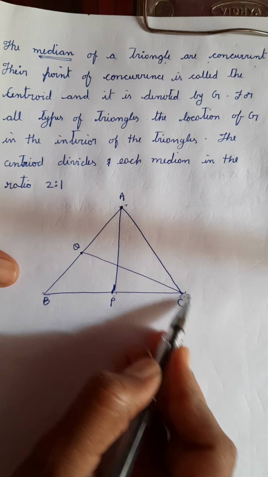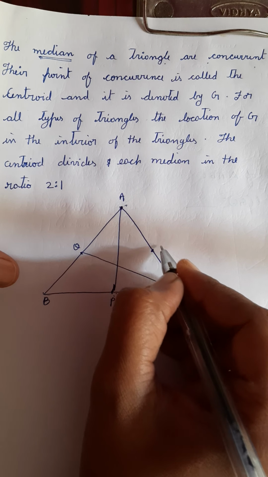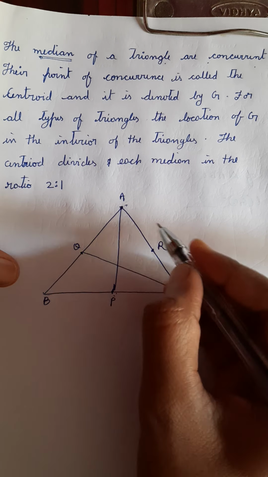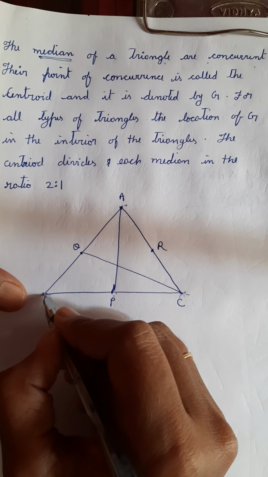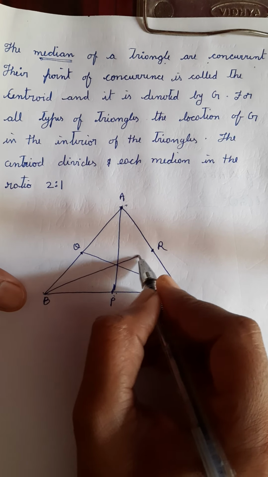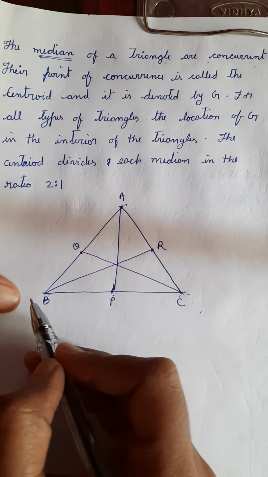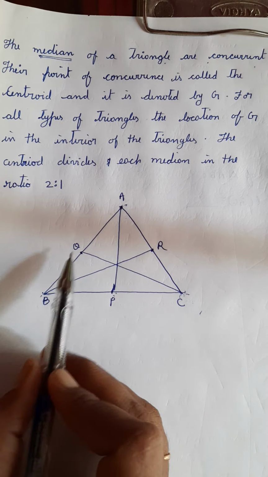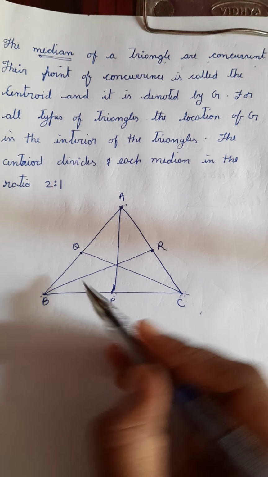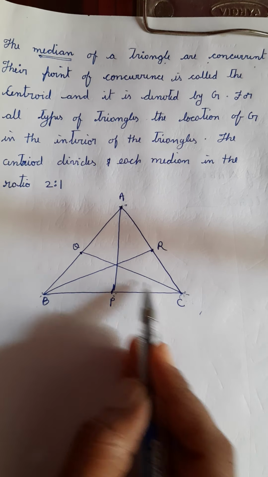Similarly, here the midpoint of AC we will take as R. AC's opposite vertex is B. So join the midpoint of AC to the opposite vertex. This is a median. So in this figure we have three medians: AP, BR and CQ.